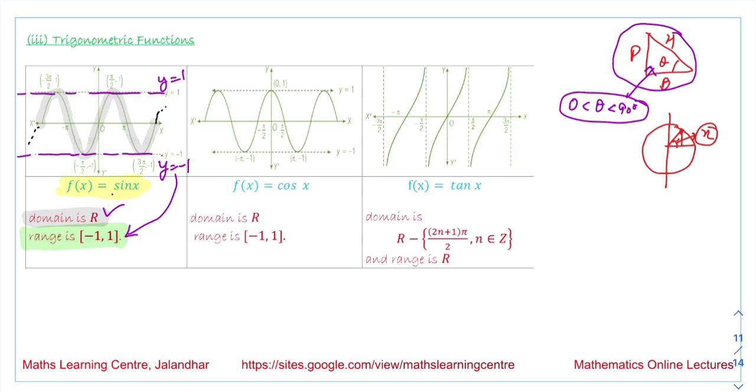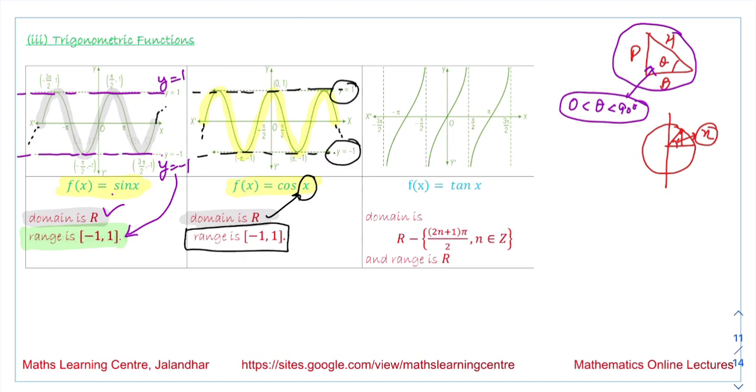Next we have the function cos x. The graph of this function is shown over here. Again, it is infinite on both sides. So the domain of this function, meaning what values of x cos can take, is all real numbers, and the range of this function is minus 1 to 1, that is, the maximum and minimum values we can have over here are 1 and minus 1 respectively.